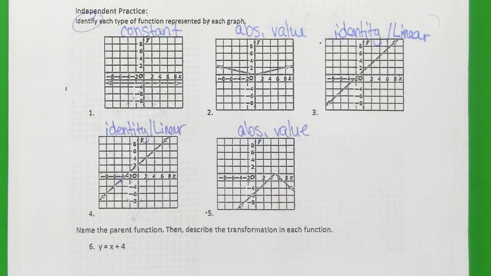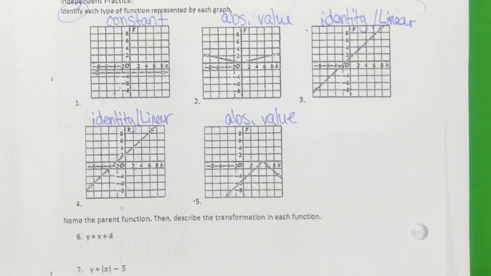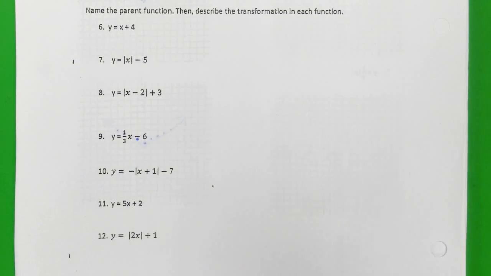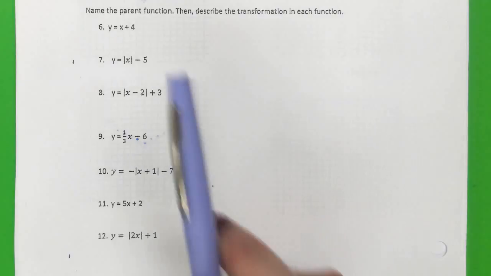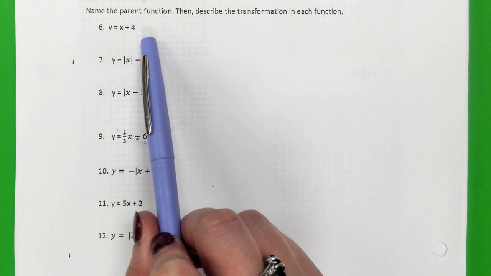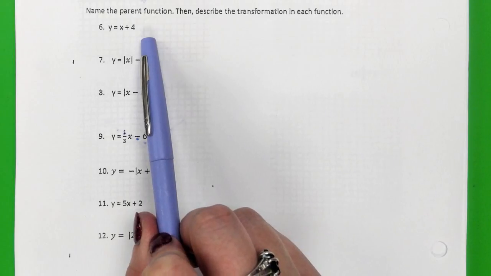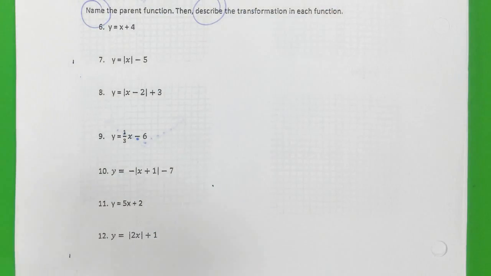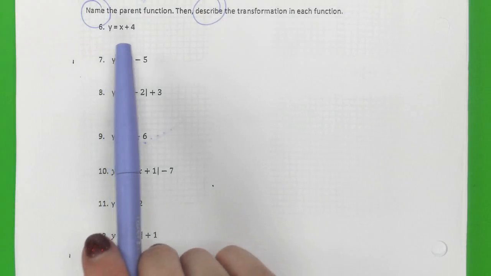Okay, I am not going to write all of the next ones, so we're going to go over these together. Are y'all ready? Everybody ready? Get your pencils ready to go? All right, here we go. What's the very first thing it says to do? Name the parent function. Here we go. Number 6, what's the parent function? Identity. Identity or linear. Describe, so it says name and describe. So what's describe? Tell me what to do. Up 4. Up 4. There you go.